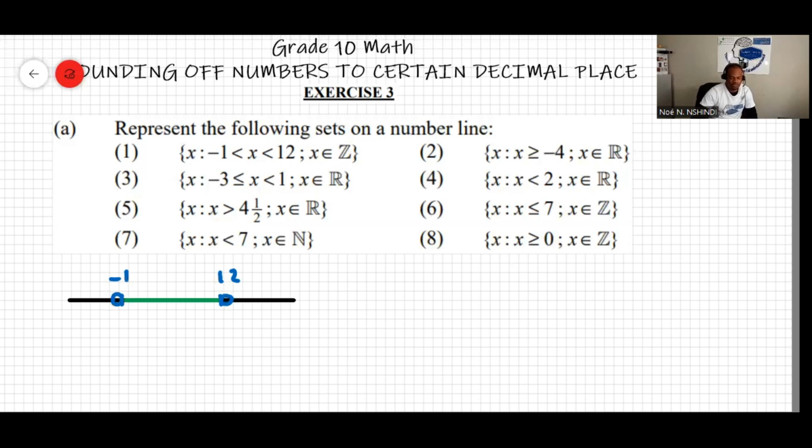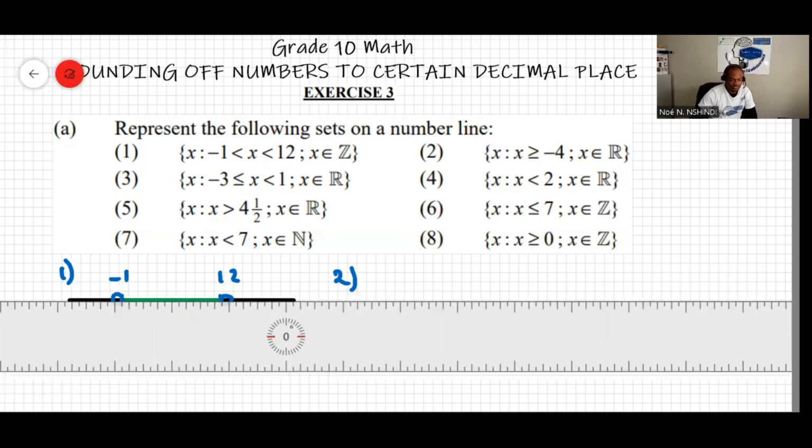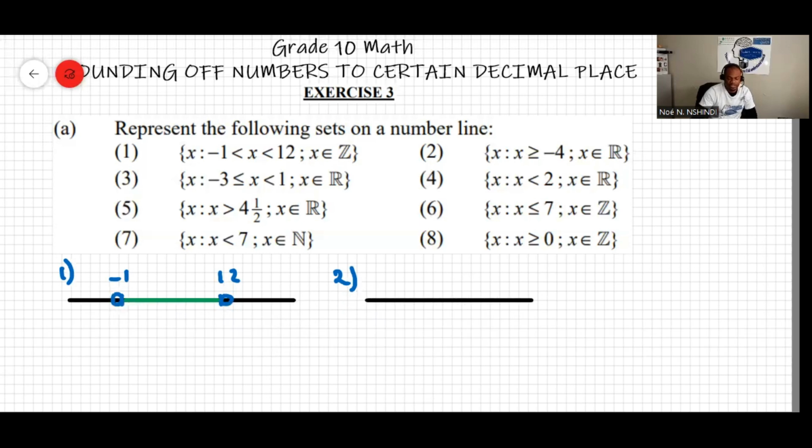And then question 2, that was question 1. And then question 2, I do the same, it's a similar thing. I can just draw my number line there. Oh, it's quite long. Okay, and then the question says x is greater than -4 and x is a real number. Greater or equal, actually, the symbol. Pay attention to the symbol here, greater or equal.